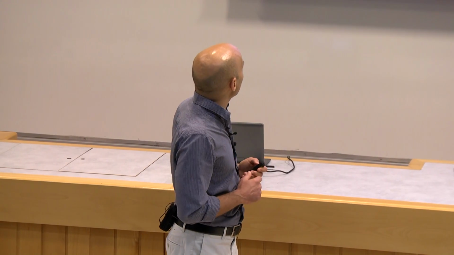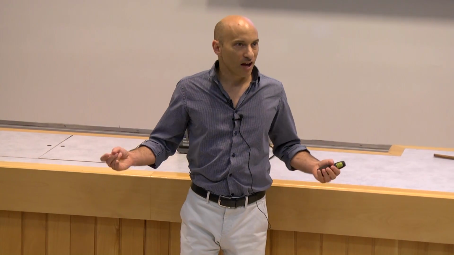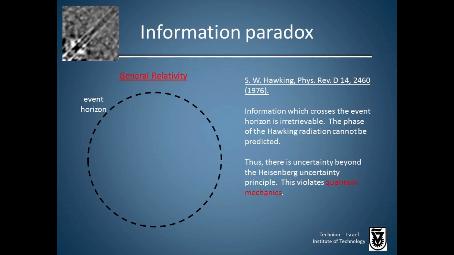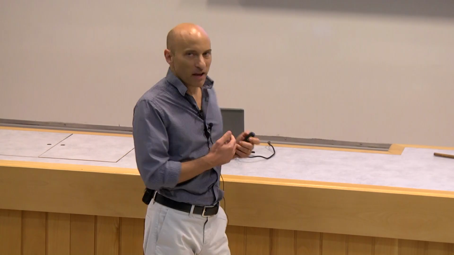Another issue is the information paradox. The information paradox was presented by Stephen Hawking soon after he predicted Hawking radiation. He said, well, he didn't say it in exactly these words, but information which crosses the event horizon is irretrievable, because the Hawking radiation which is emitted is random. So information enters the black hole and then later is emitted as Hawking radiation, but it's emitted with no information. So the information is lost. And thus, Hawking concludes, there's uncertainty beyond the Heisenberg uncertainty principle, and this violates quantum mechanics. So we see this conflict between general relativity, which predicts black holes, and quantum mechanics. So this is the information paradox.